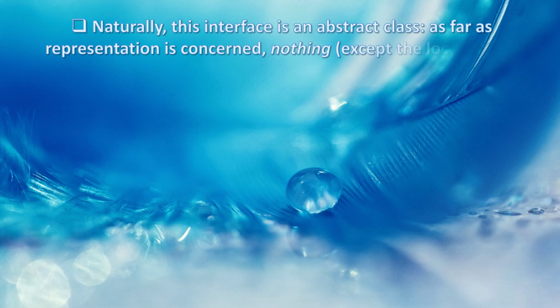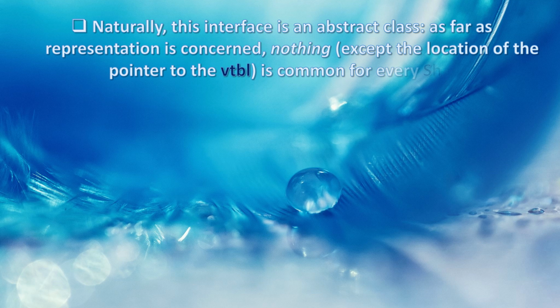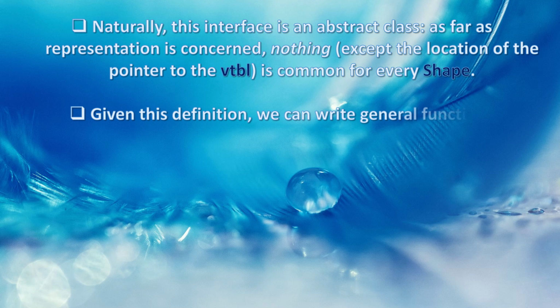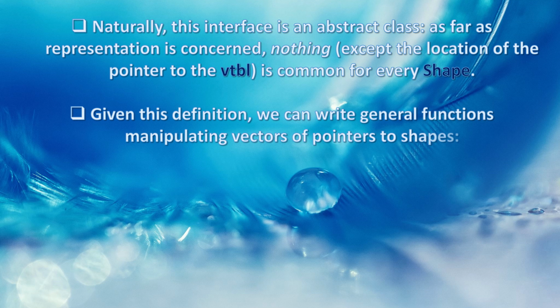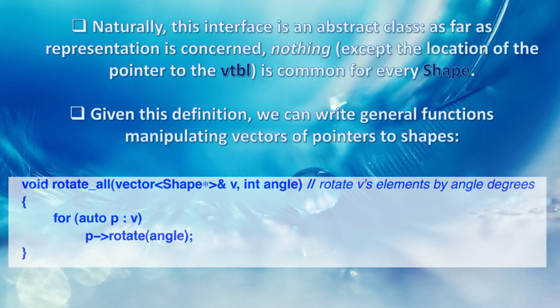As far as representation is concerned, nothing, except the location of the pointer to the VTBL, is common for every shape. Given this definition, we can write general functions manipulating vectors of pointers to shapes. Void rotate all, vector of shape pointers, address of v, int angle, rotate v's elements by angle degrees. For auto p in v, for every element of v, from the first to the last, place a copy in p. P access through rotate, angle.